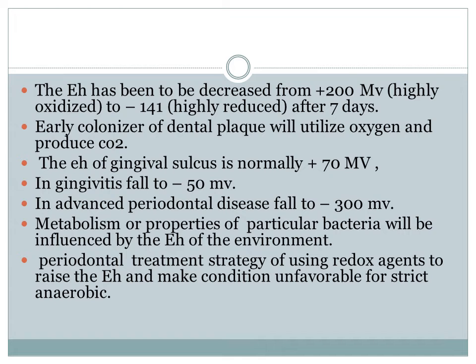The redox potential has been shown to decrease from positive 200 mV, highly oxidized, to negative 141, highly reduced, after 7 days. Early colonizers of dental plaque utilize the oxygen and produce CO2. The redox potential of the gingival sulcus is normally about positive 70 mV. In gingivitis it is negative 50 mV. In advanced periodontal disease it is negative 300 mV. Metabolism or properties of particular bacteria are influenced by the redox potential of the environment. A periodontal treatment strategy of using redox agents to raise the redox potential will make the condition unfavorable for strict anaerobes.